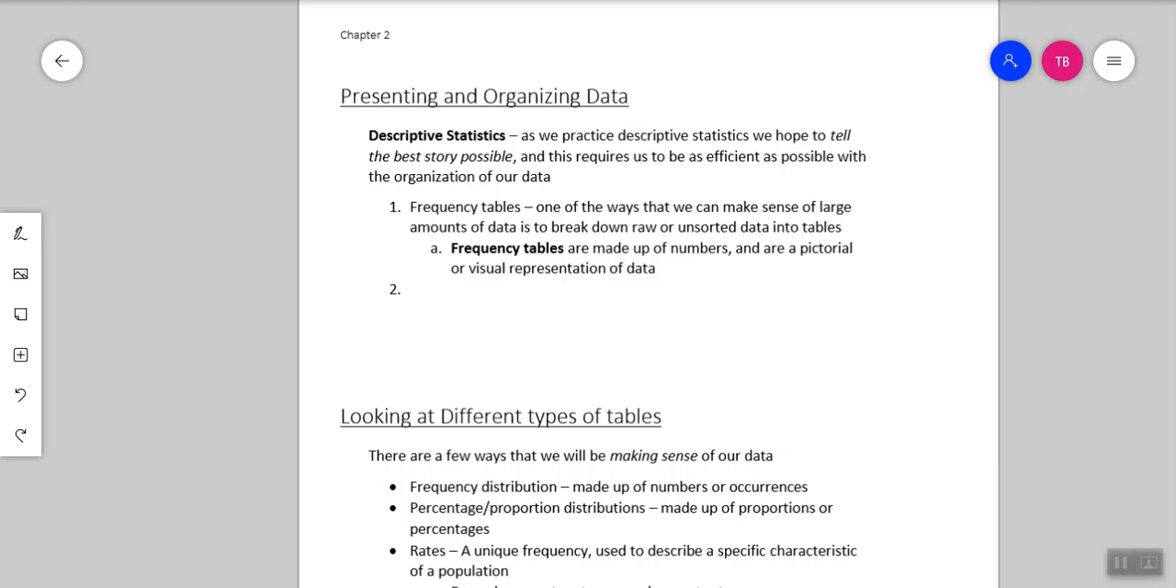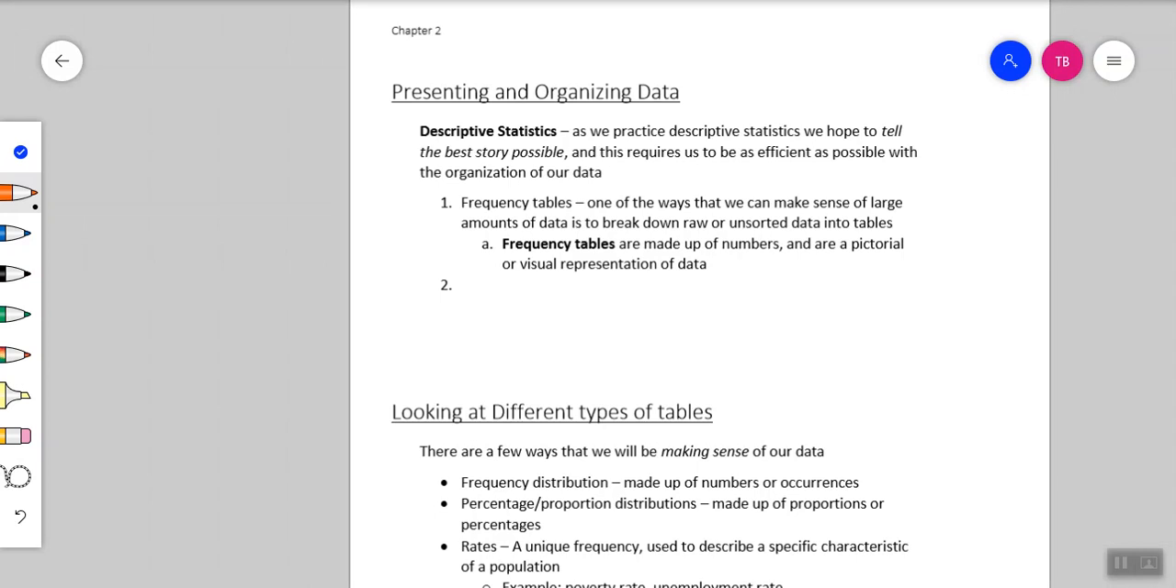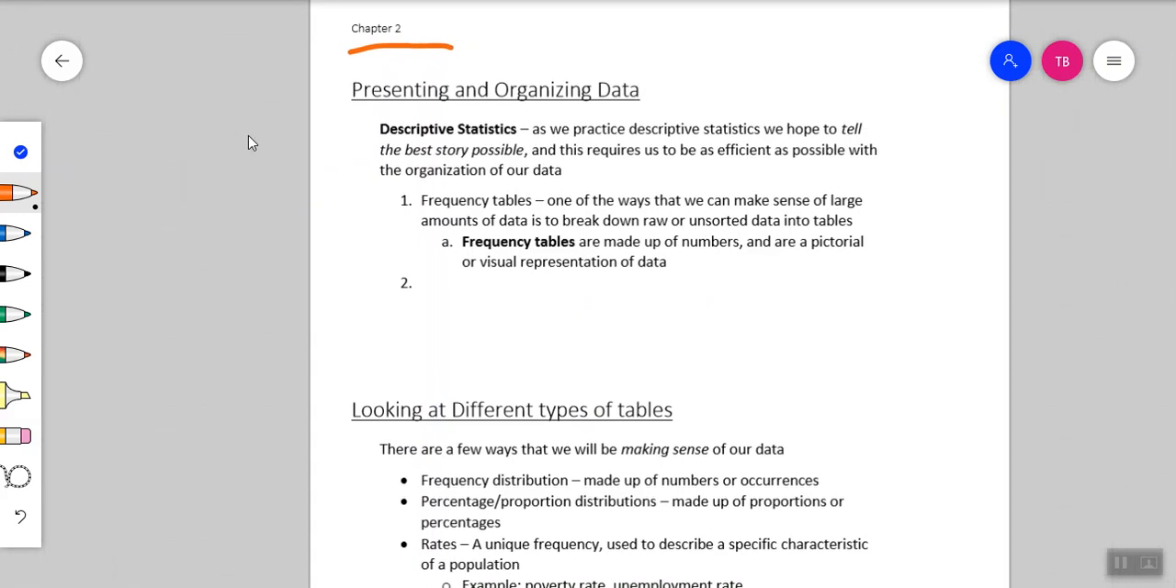We're going to be checking out chapter 2 in our stats book. And this one's basically just going a little bit further from the vocab that we learned last time and sort of applying it.